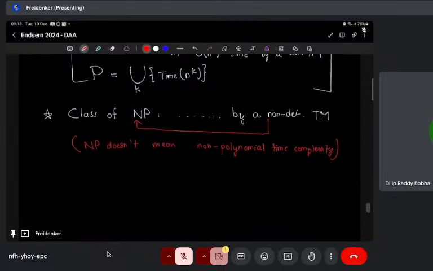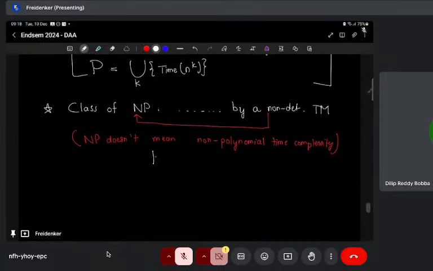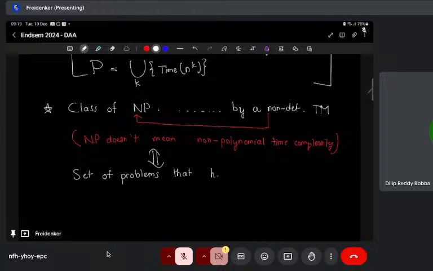Apart from this, class of NP has an equivalent definition. It says a class of NP is also the set of problems that have efficient verifiers.